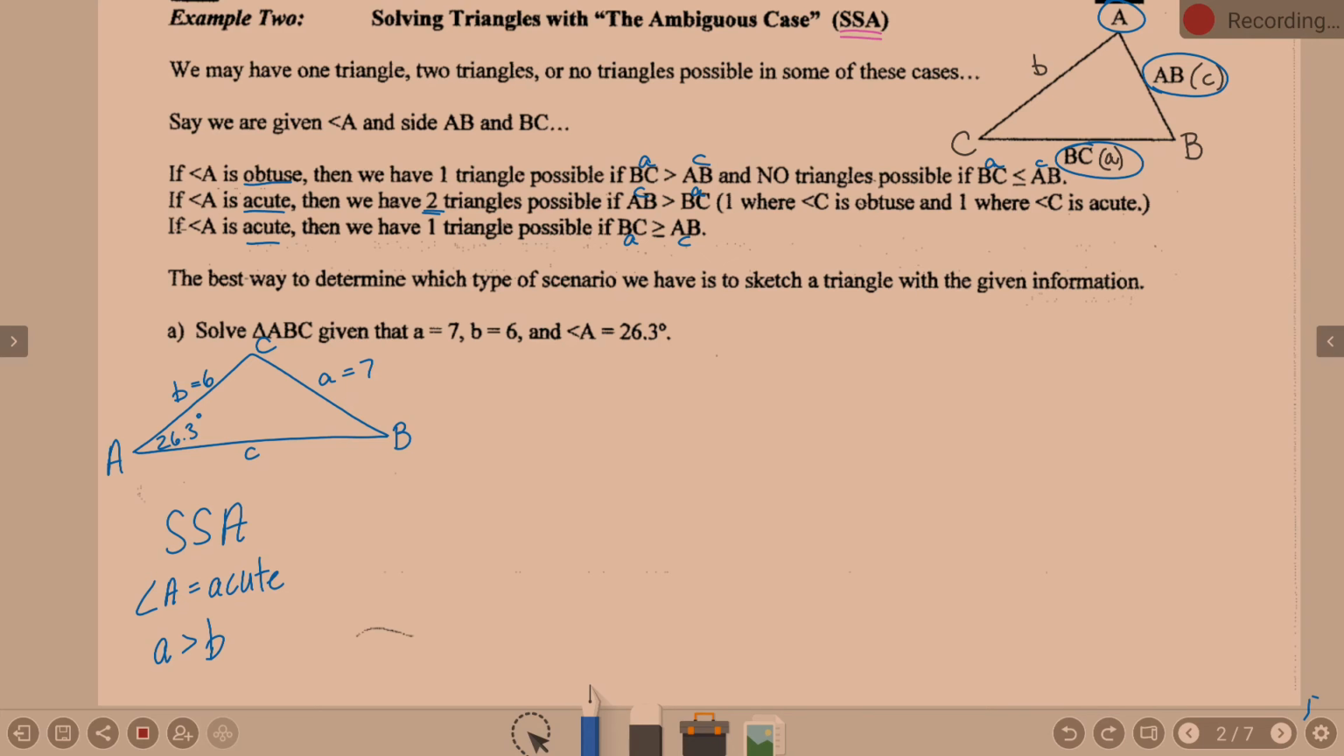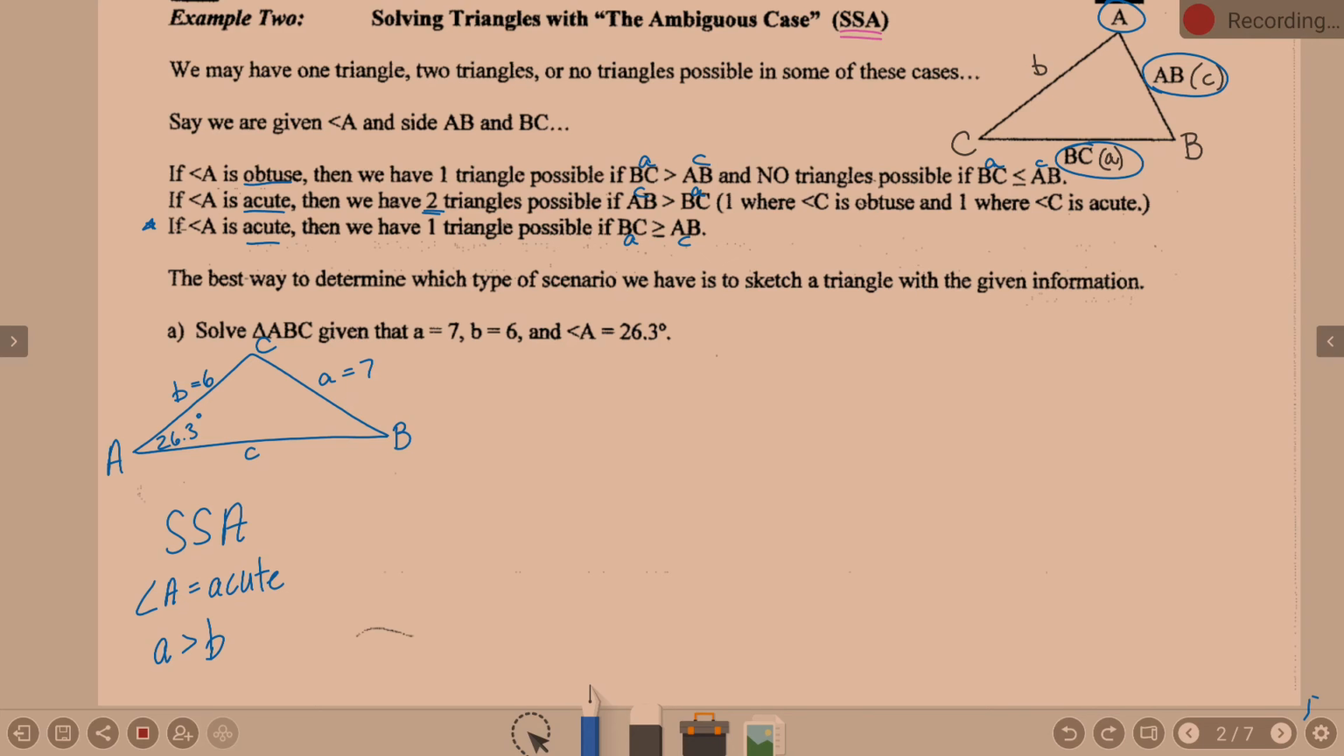Okay, now, with this idea, angle A is acute. That falls into one of these. The side across from it is bigger than the other provided side. That falls into this bottom category right here, where angle A is acute. The side provided across from the acute angle is bigger than the other provided side. Okay?